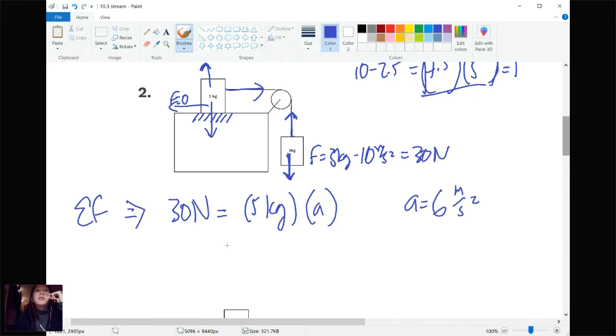I remember my teacher teaching me a shortcut to this. Let me see if I can figure it out. I can't figure out the shortcut right now, but I'll get to it if I ever figure it out. Anyway, acceleration is going to be 6 meters per second squared.